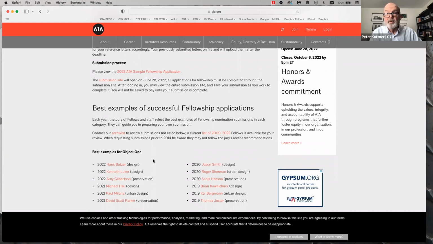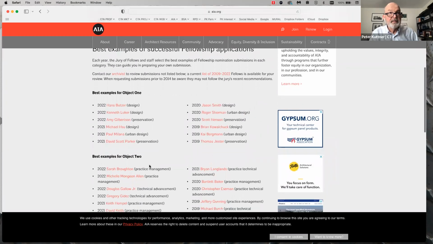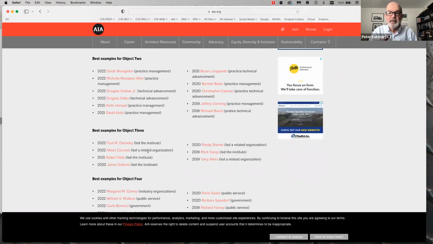If you know somebody who worked where you worked and did it, or you're in an unusual work setting and you want to find out what's going on, you can go and ask. But you can see here, if you look at the best examples for Object 1 design, there's 2 people that got it for design, 3 people, and 2 for preservation, and 1 for urban design. So as you refine what you're going in for, they've now refined these examples to a large extent. So they have examples for this year and last year, and we'll go back 3 years for each of these.